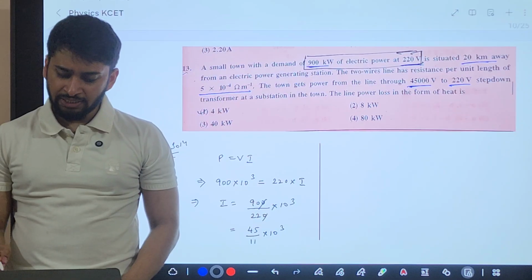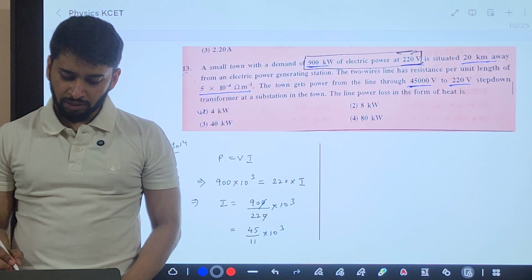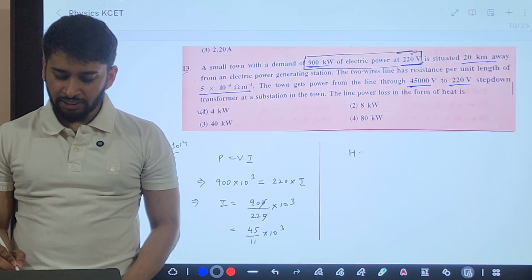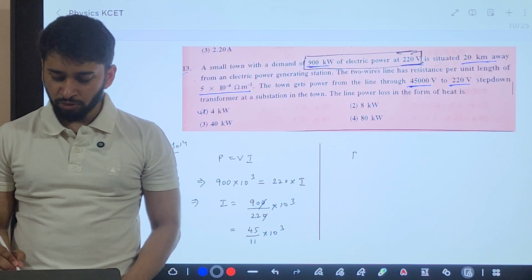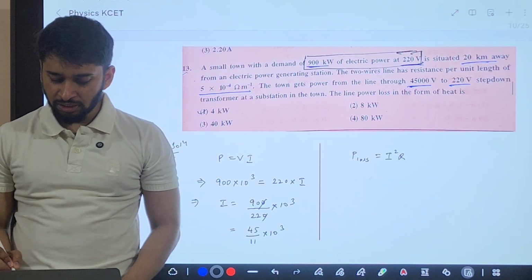Power only they are asking. Heat generated in the form of heat per unit time, no? Because if you see, the unit is in power. Fine. The heat generated per unit time, basically the power loss you can say, will be I square R. A little bit of calculation is there here.